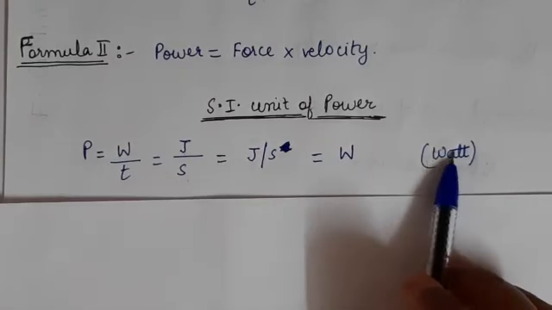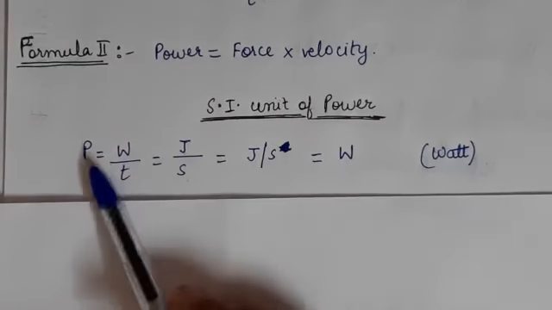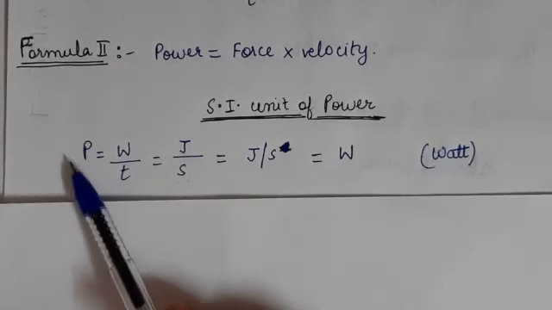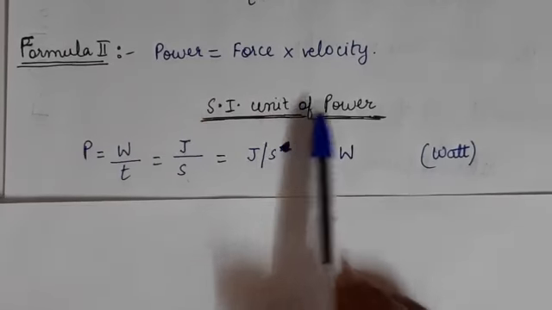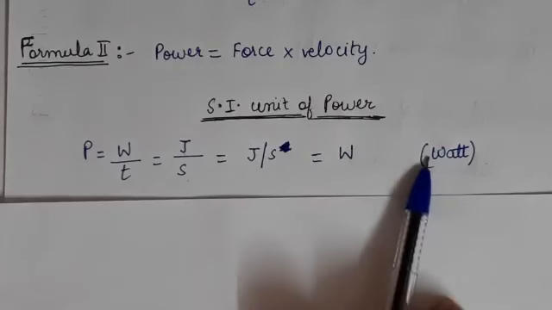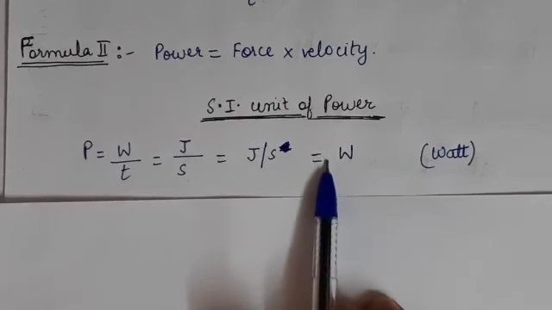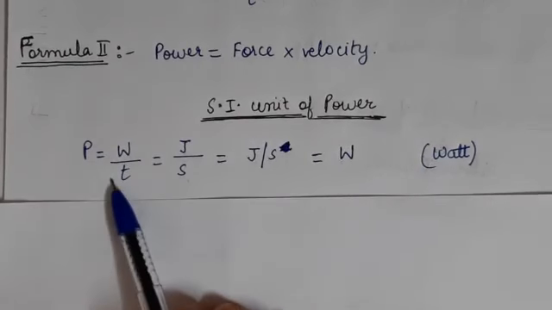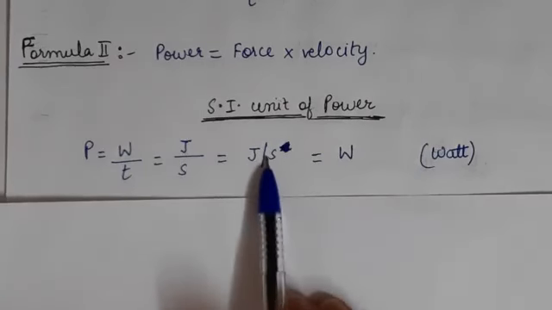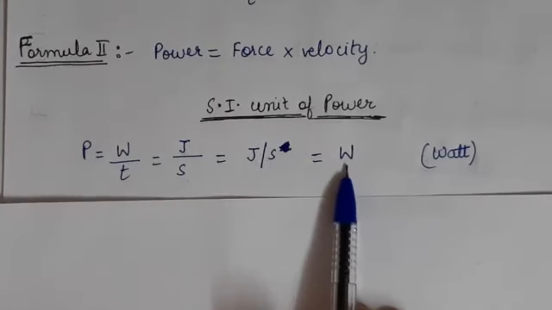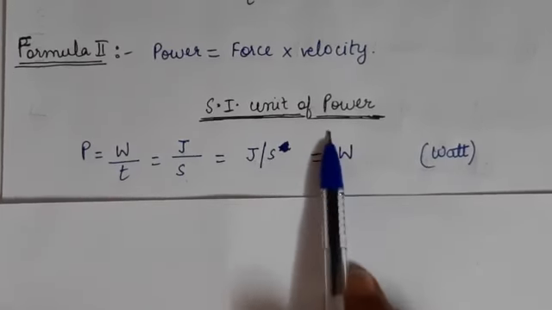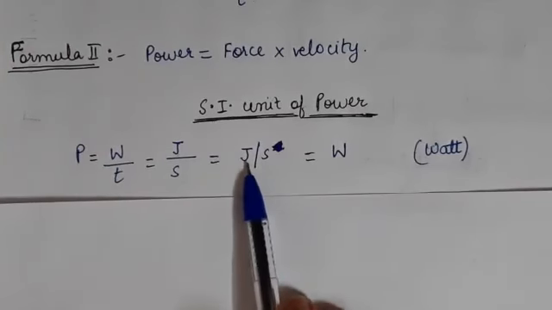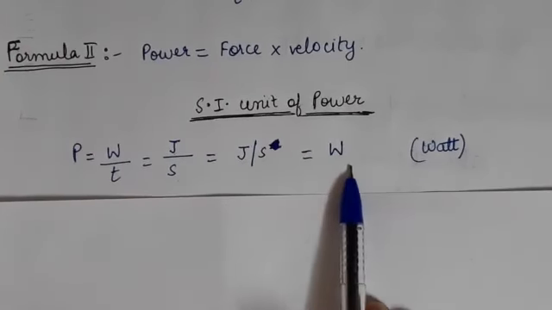W-A-T-T. Watt. Why watt? Because this term power was discovered by a scientist named James Watt. That's why the SI unit of power is also named after him, watt, represented by capital W. So work done upon time taken is joule per second, that is basically equal to watt. So what is the SI unit of power? Joule per second or watt.